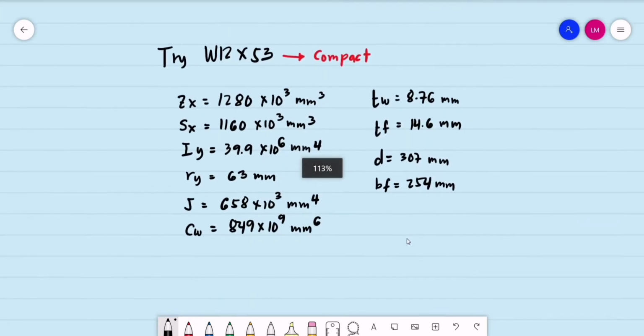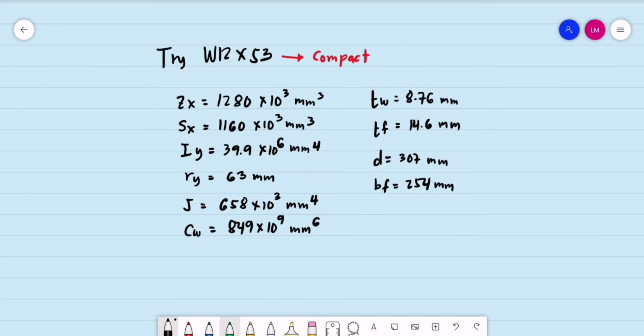For this example, since the required section is a W12 section, I will be trying to use a compact section. Kindly check the previous video on how to check if a section is compact or non-compact. But for this, the W12x53 section is a compact section. So these are the properties of our trial section.